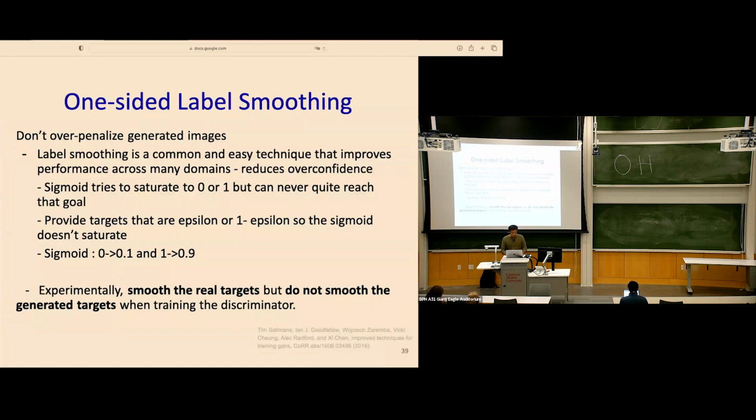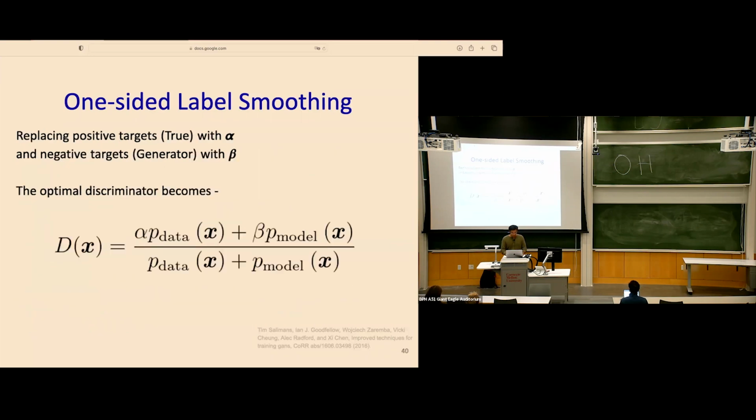But in GANs, in practice, we do one-sided label smoothing, which means we only smooth the real targets, but still keep the generated targets. So why we do that is, if we smooth both the real and generated targets, and we replace the positive target with some alpha and the negative target with a beta, we would get the optimal discriminator to be this guy here, alpha p data x plus beta p model x over p data x plus p model x. So can anyone spot a problem with this discriminator?